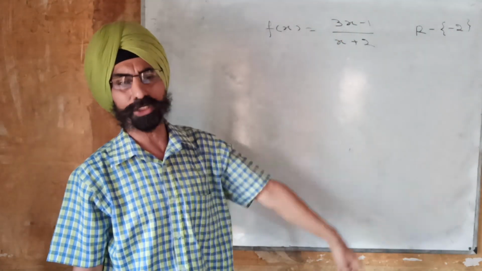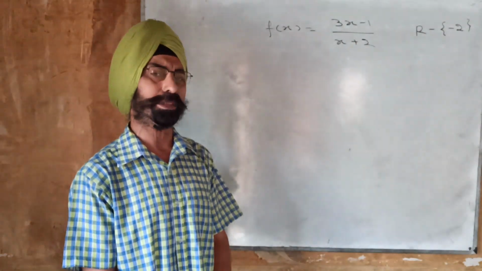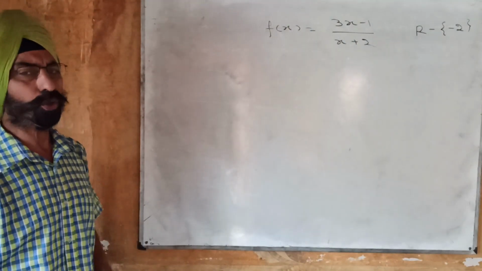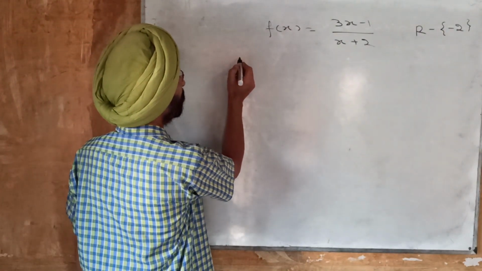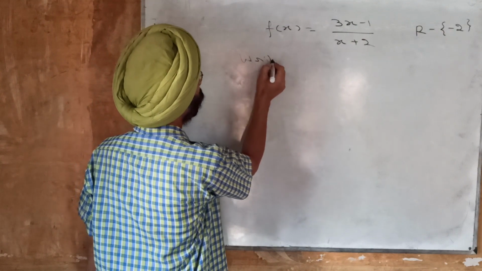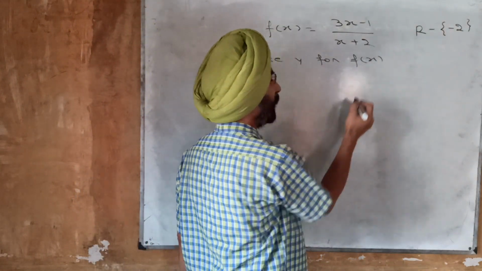That means minus 2 is not in the domain of this function. Domain is the set of all real numbers other than minus 2. To find the inverse, what we have to do, first of all, write y for f(x).